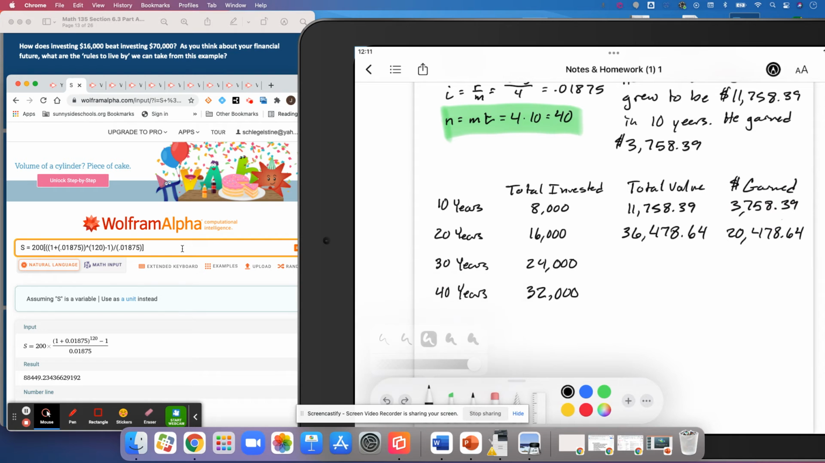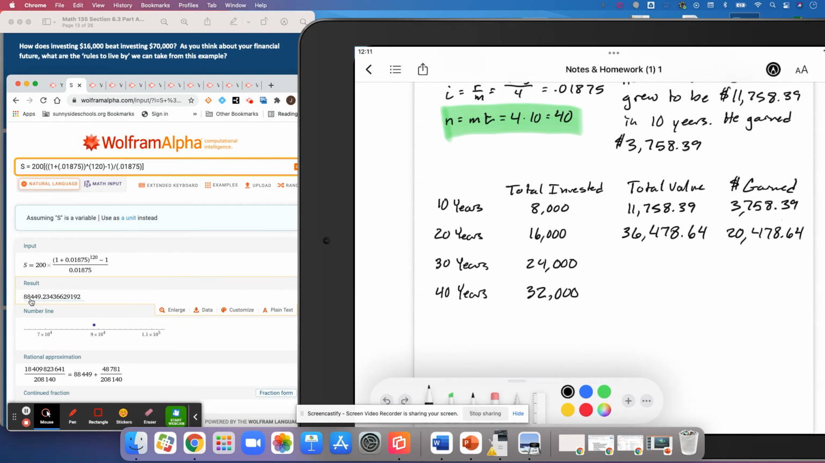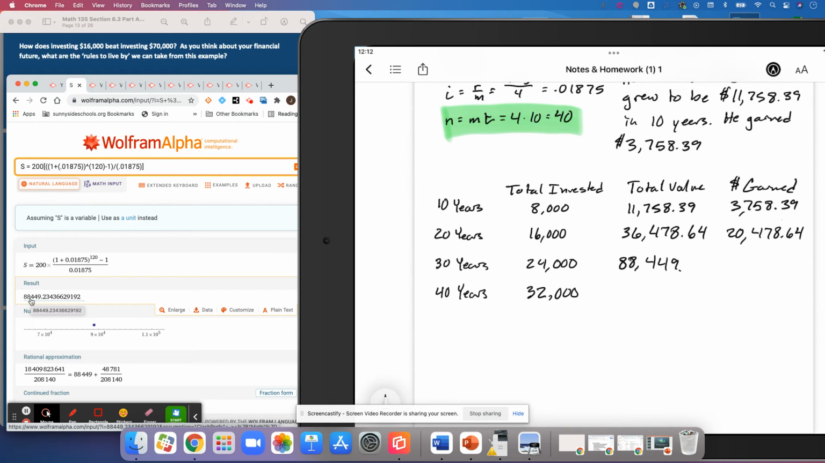So let's look at what we end up with for 30 years. He ends up with 88,000. In 30 years, he's put in 24,000 bucks. Now he's got $88,449.23. So the amount gained there is $64,449.23. And so in 30 years, he's gaining $64,000 for doing nothing except for shoving money into this account. Every 3 months, he's putting 200 bucks away.